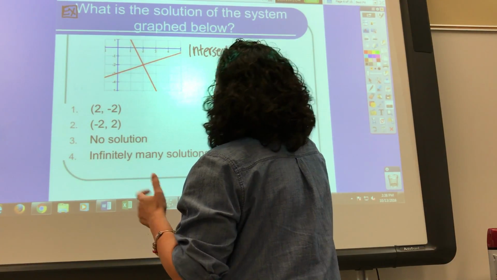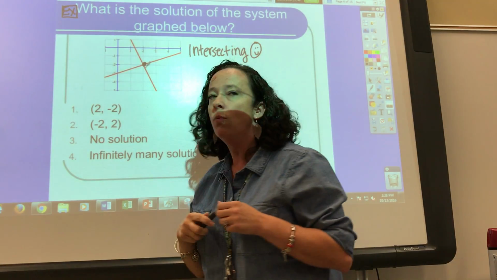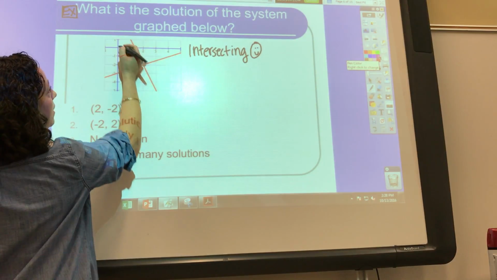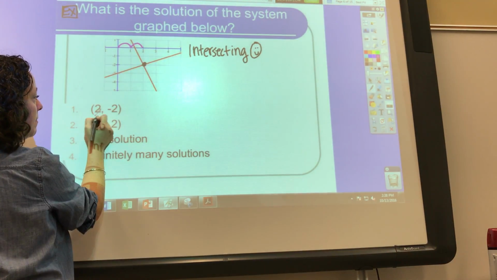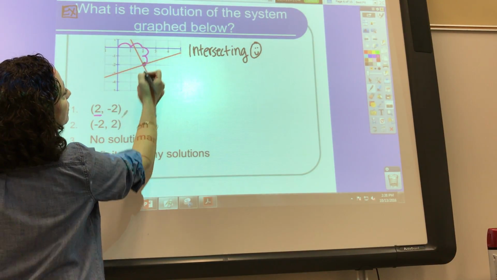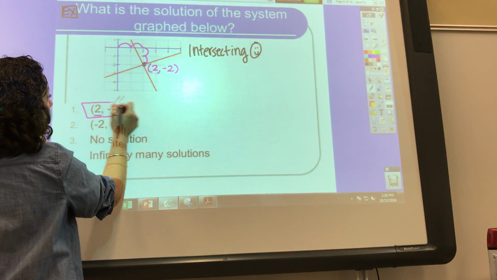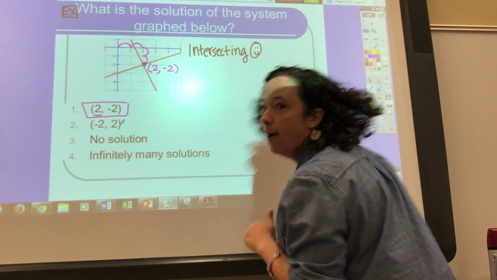They're intersecting, so they have a unique solution right there. So what is that ordered pair? All right, we start at the origin, and it's over 2, so it's got to be this answer choice. And then it's down 2, so this ordered pair is (2, -2). So the solution is answer choice 1. It's (2, -2). I hope that makes sense.